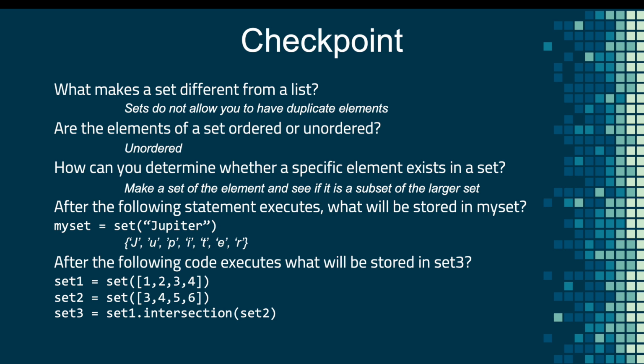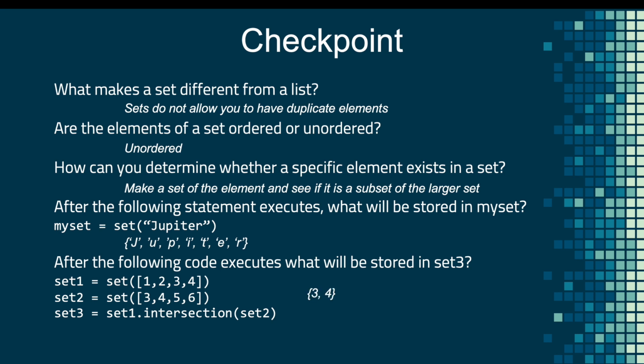All right. After the following code executes down here, what will be stored in set 3? If I say set 1 is 1, 2, 3, 4, and set 2 is 3, 4, 5, 6, and I want the intersection of the two, what is set 3 going to have? Remember, intersection is where they overlap. So set 3 will have 3 and 4.